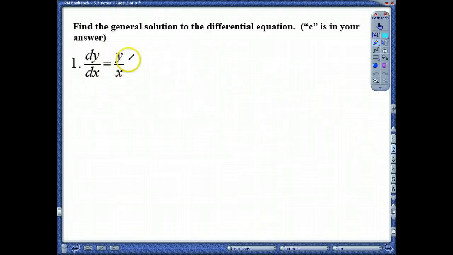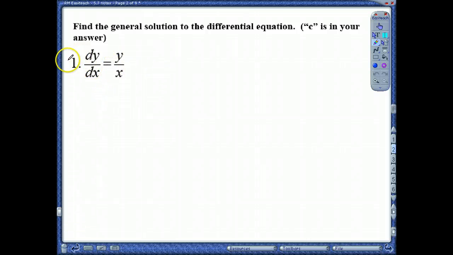So looking at our slide here, this is the first one. Now notice they said general solution. We're solving a differential equation. It sounds big and scary. It's hard to say too. Differential equations just means you have a derivative. Solving means you're integrating it and solving for y.